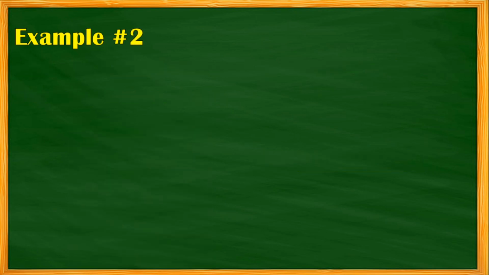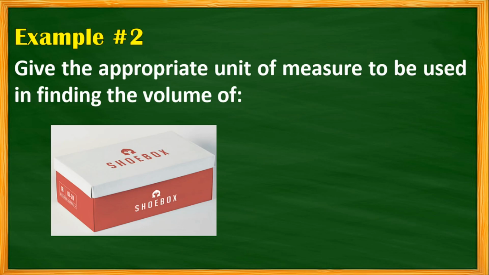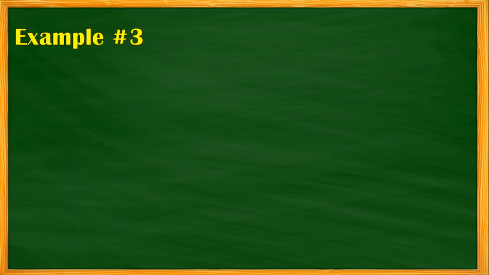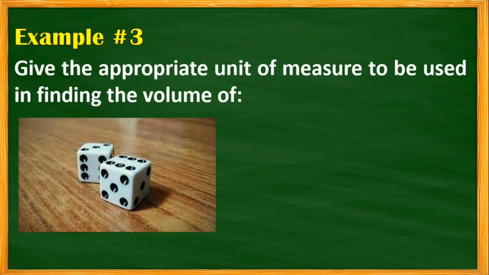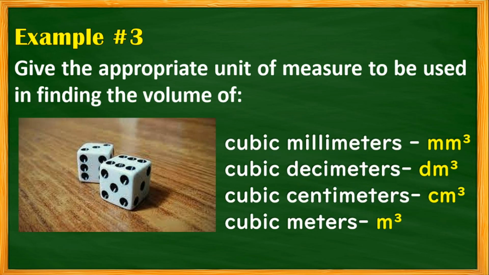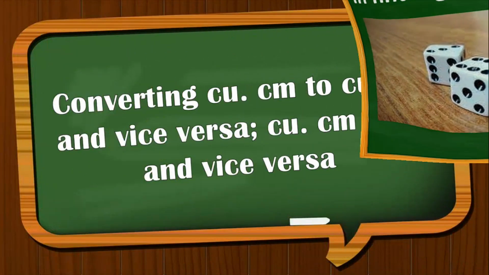Next, for number 2, this would be a shoebox. For a shoebox, the appropriate unit of measure is a cubic centimeter. Then for number 3, we have a dice. For a dice, the appropriate unit of measure is what? Cubic millimeter. And that's all.